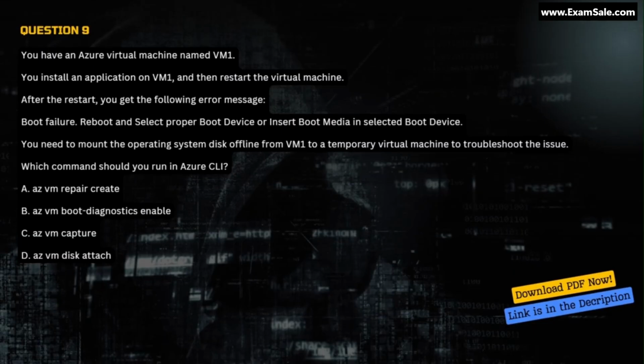You install an application on VM1 and then restart the virtual machine. After the restart, you get the following error message. Boot failure. Reboot and select proper boot device or insert boot media in selected boot device. You need to mount the operating system disk offline from VM1 to a temporary virtual machine to troubleshoot the issue. Which command should you run in Azure CLI?